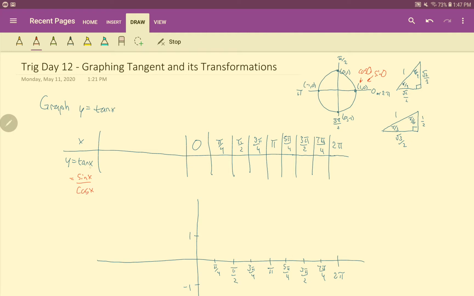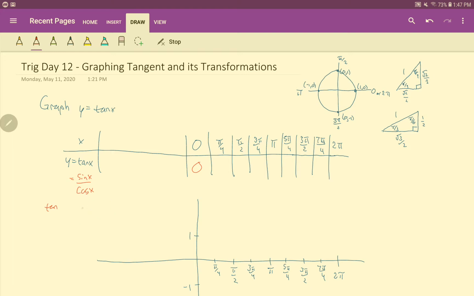So if we want to find tangent of 0, that would be equal to the sine of 0 divided by the cosine of 0. So what are they? Well, if we go back up to here, sine of 0 is 0 over cosine of 0, which is 1. And what's 0 divided by 1? Well, it's just 0. So no sweat there, right? And so we get 0. Then we can plug in pi over 4.